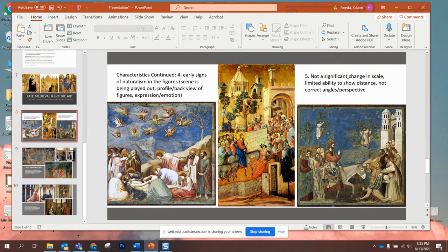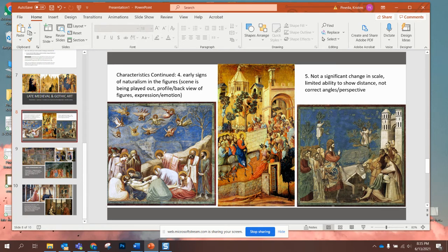There wasn't a significant change in the scale. So they had a limited ability to show distance. We understand that this artist is trying to show that people are receding in space. This is Christ entering Jerusalem.